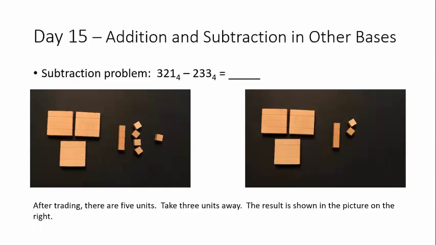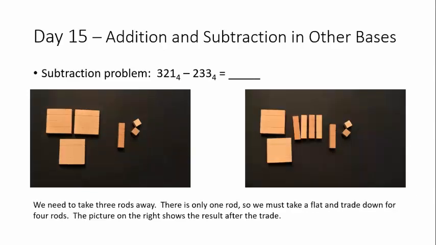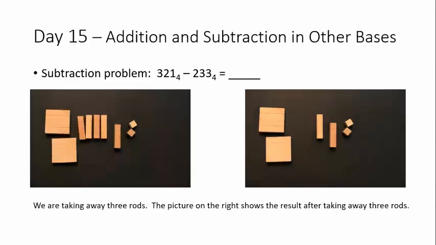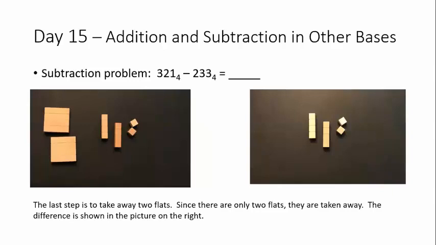I now need to take away 3 rods. There's only 1 rod there. I'm going to trade down again. 1 flat becomes 4 rods, and now I'm able to take away 3 rods. In the picture on the right, you'll see that I've taken away the 3 rods. I'm supposed to take away 2 flats. There are 2 flats there. So in the picture on the right, you'll see that I have taken away the 2 flats. The difference in these 2 numbers in base 4 is 2 base 4.